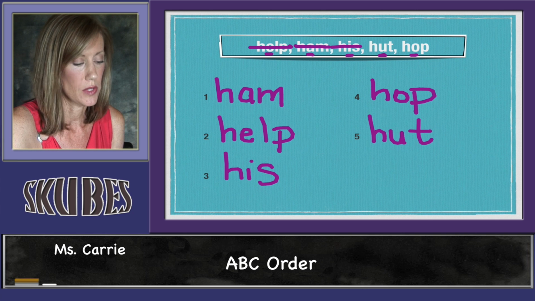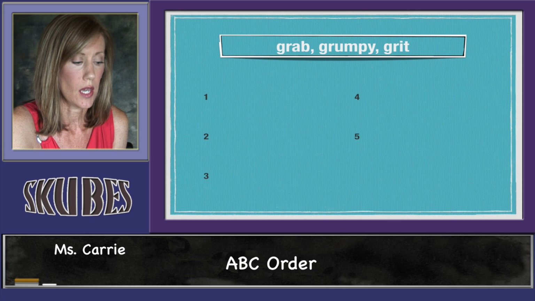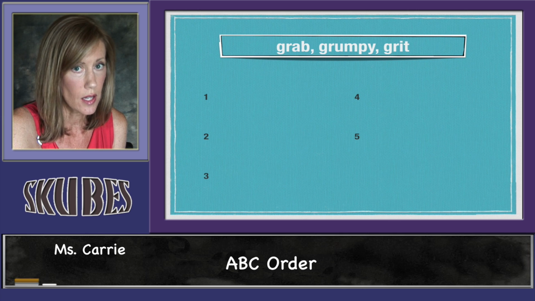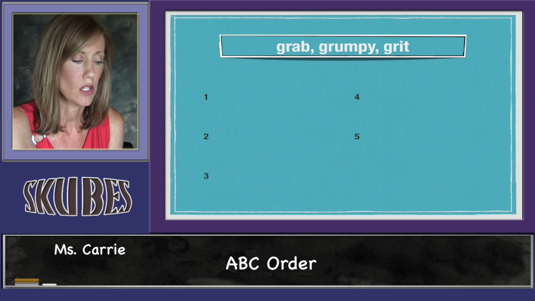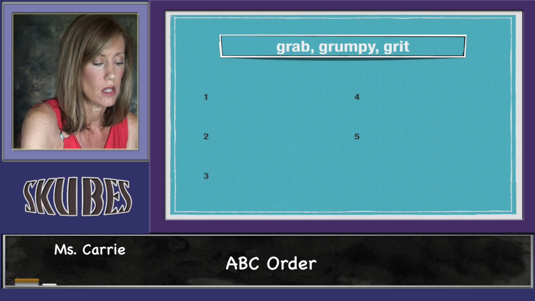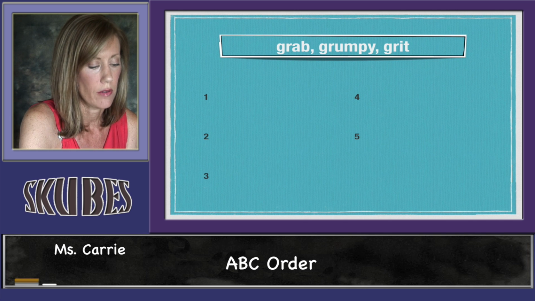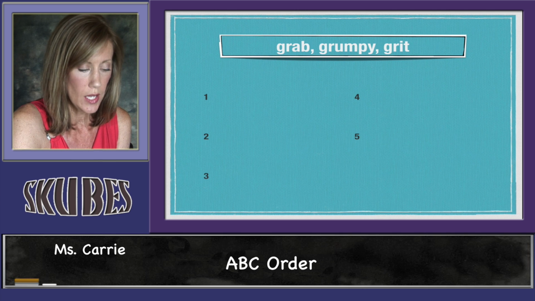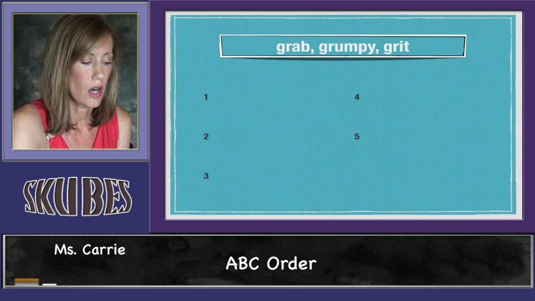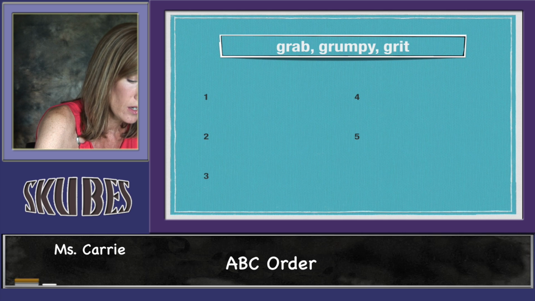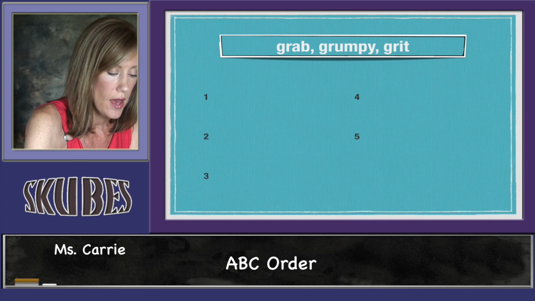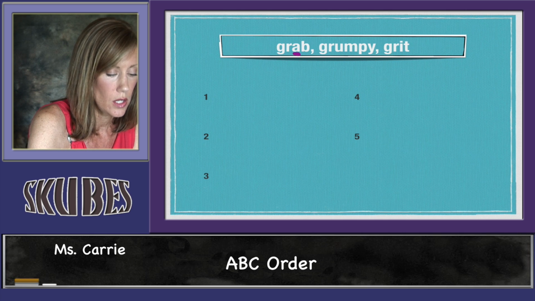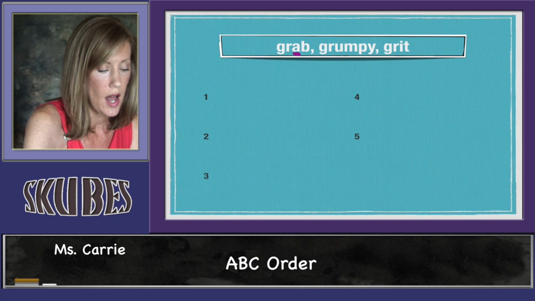Now sometimes your first letter is going to be the same, and sometimes your first and second letter are going to be the same. In that case, you look at the third letter. So these all start with GR. We have grab, grumpy, and grit. They all start with GR, so we have to look at the third letter. So let's look at the A, we'll look at the U, and we'll look at the I.